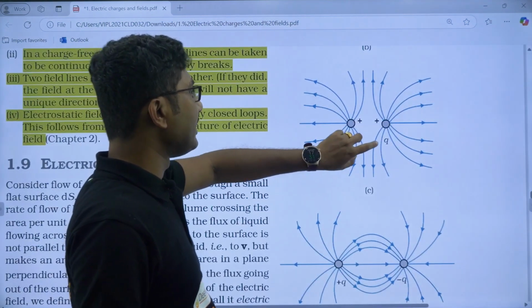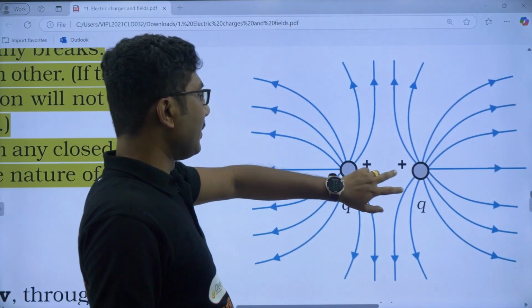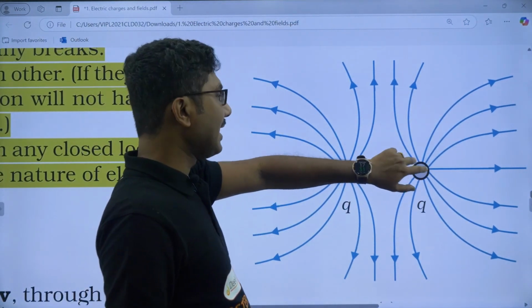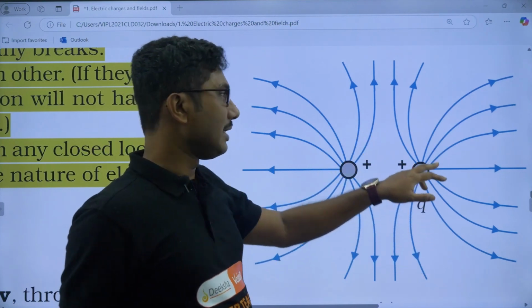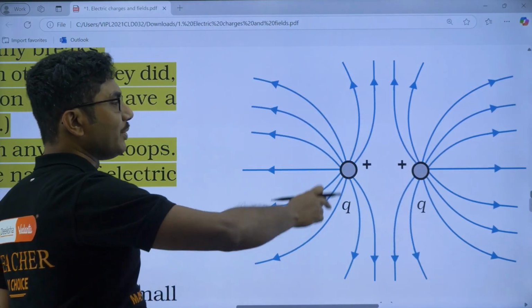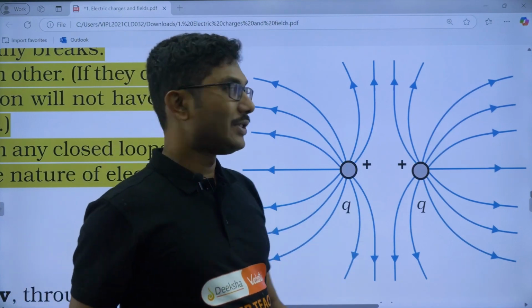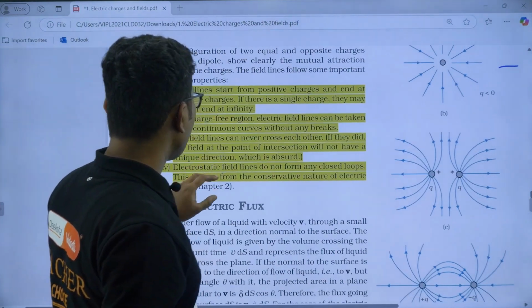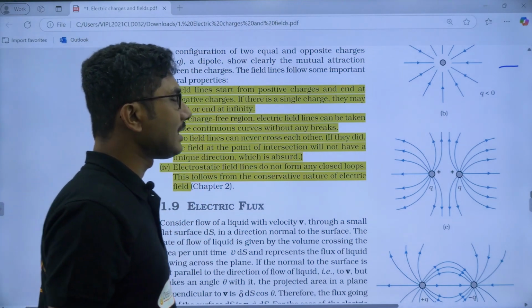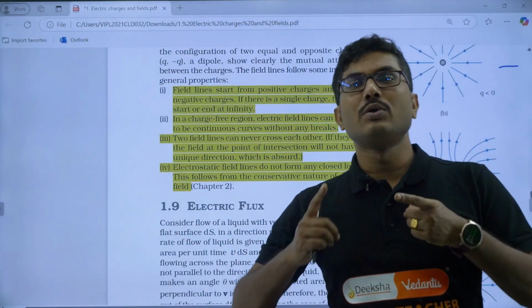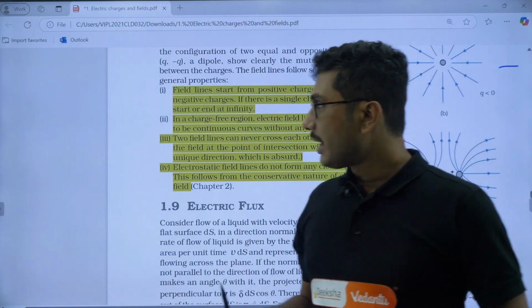Charge-free region means anywhere there is no charge, so you cannot apply that here, because there is a charge present. As long as there are no other charges, you can consider these to be continuous lines without any break. Next, two field lines can never cross each other, because if they did, then at the point of intersection there would be two directions of the electric field, right?